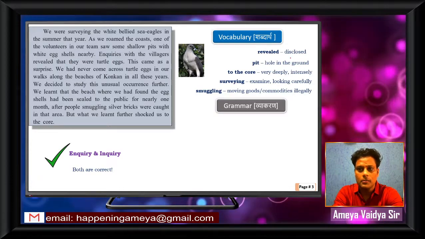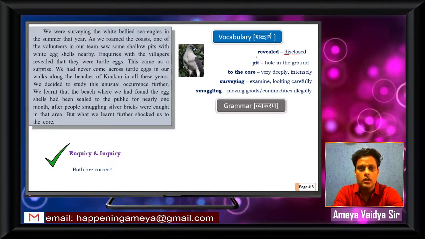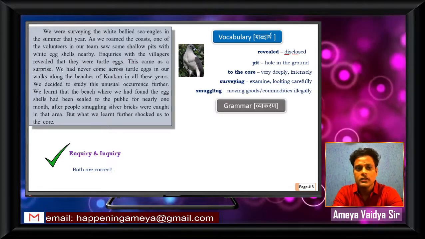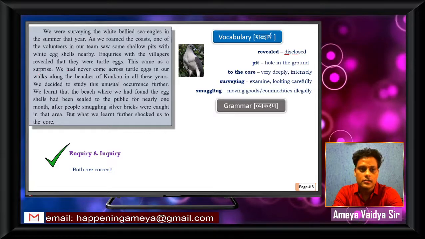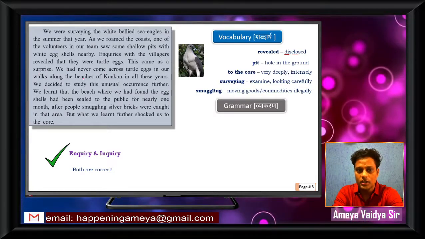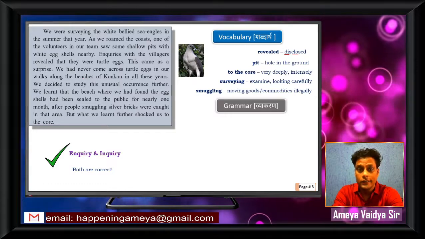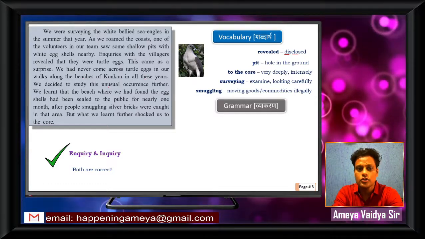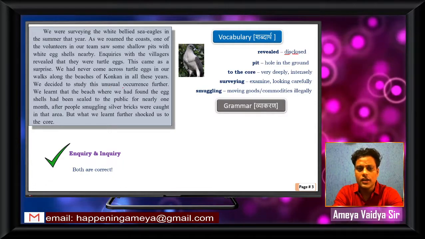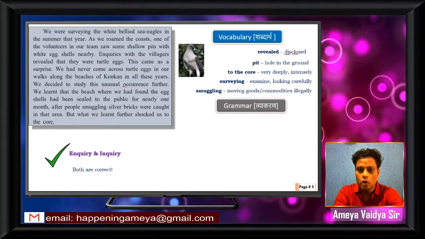Now, revealed means disclosed. Okay, so they understood that they were turtle eggs. This came as a surprise. They were very surprised. We had never come across turtle eggs in our walks along the beaches of Konkan in all these years. We decided to study this unusual occurrence further. Guys, mind the pronunciation of occurrence.